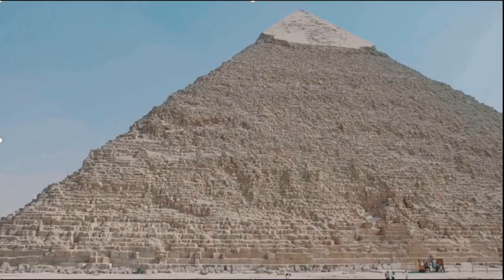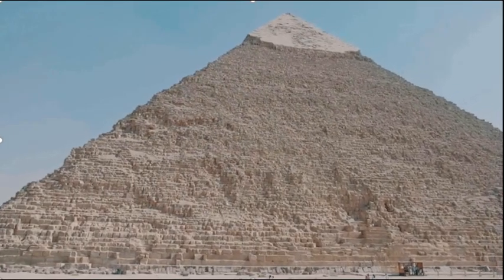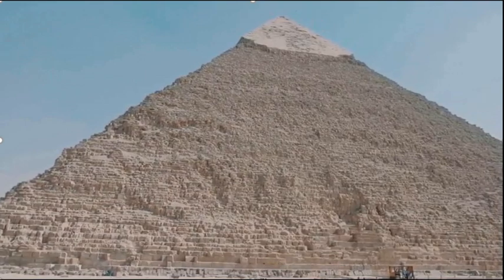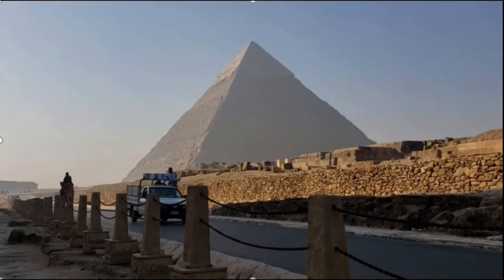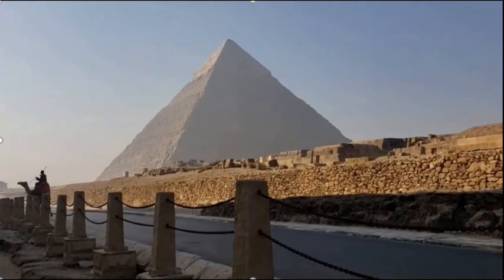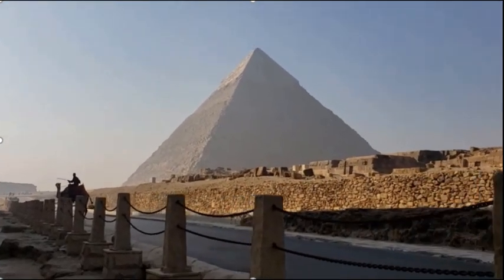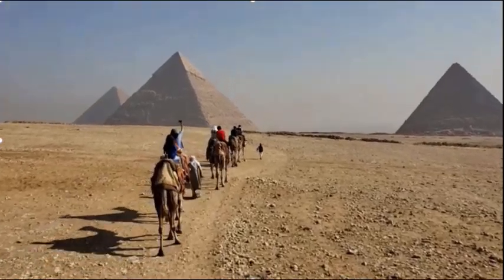Initially standing at 146.5 meters, the Great Pyramid was the tallest man-made structure in the world for more than 3,800 years. Throughout history, the majority of the smooth white limestone casing was removed, which lowered the pyramid height to the present 138.5 meters. What is seen today is the underlying core structure.